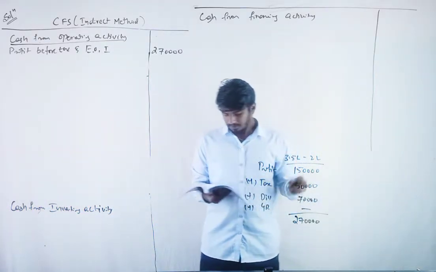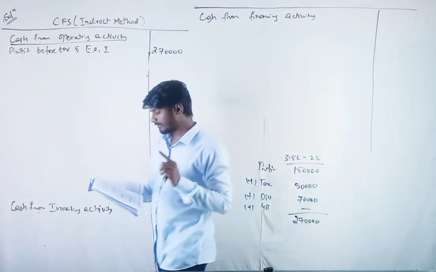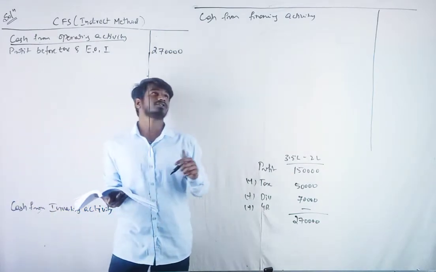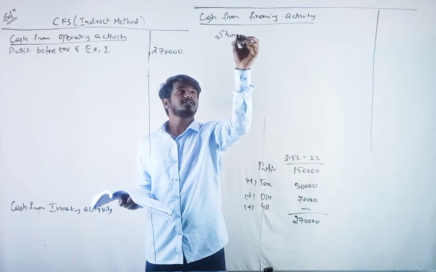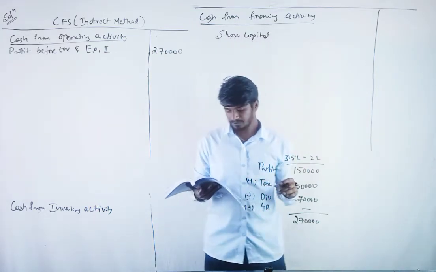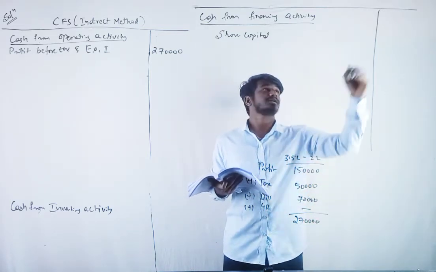Next. Share capital. Next comes up. We'll see the first item in the balance sheet, share capital, where it goes: financing activity. Is that correct? Share capital, how much is it? 5 lakh, 7 lakh. For the current year, it is 2 lakh, right?